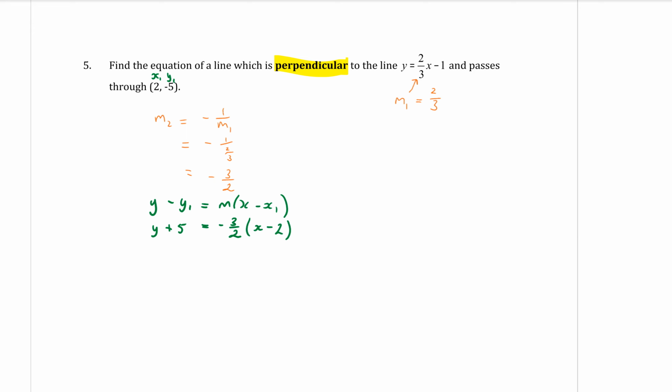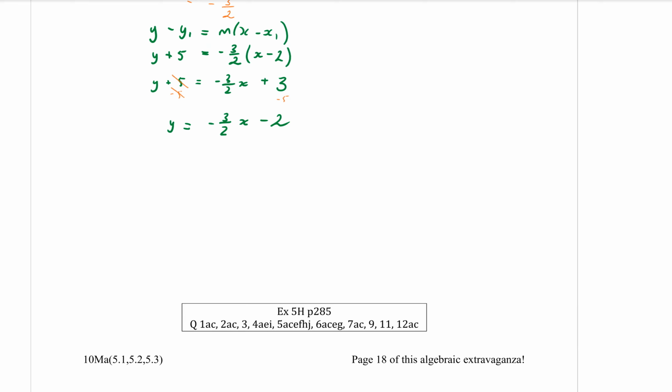And we just want to expand that out. So y plus 5 equals negative 3 over 2x. Minus and a minus will make a plus. 3 over 2 times 2 becomes a normal 3. And last thing to do is subtract the 5 to get the y by itself. y equals minus 3 over 2x, and 3 take away 5 is minus 2. All right, and that's what we're practicing today.